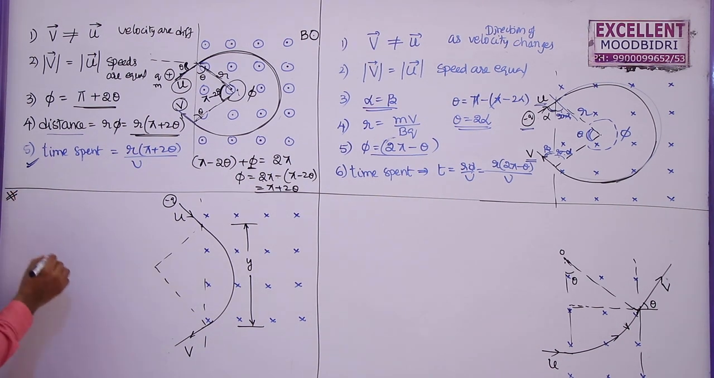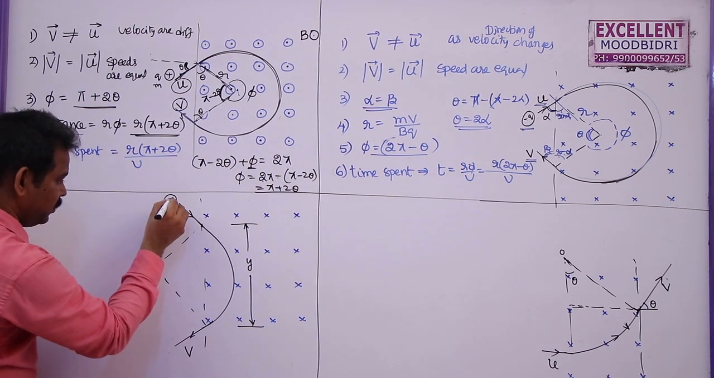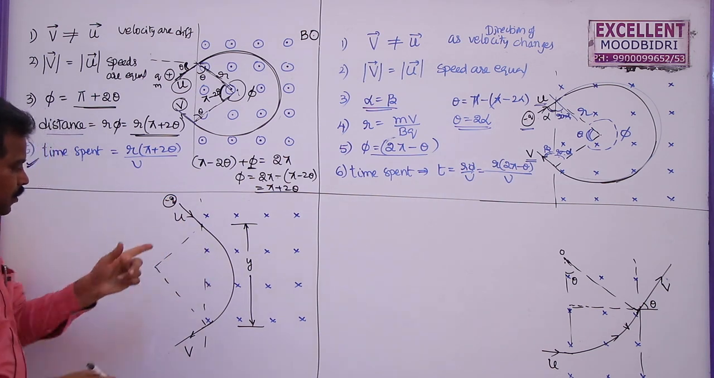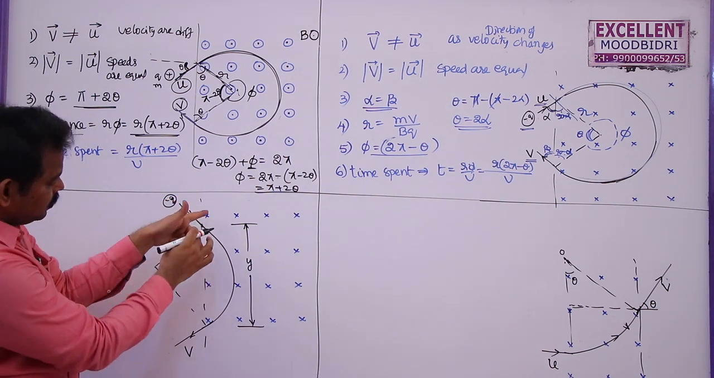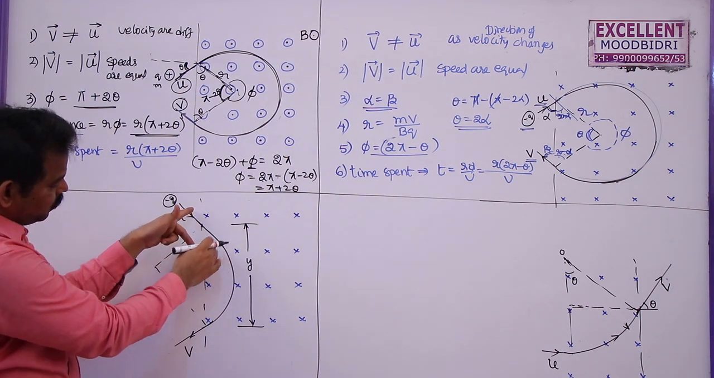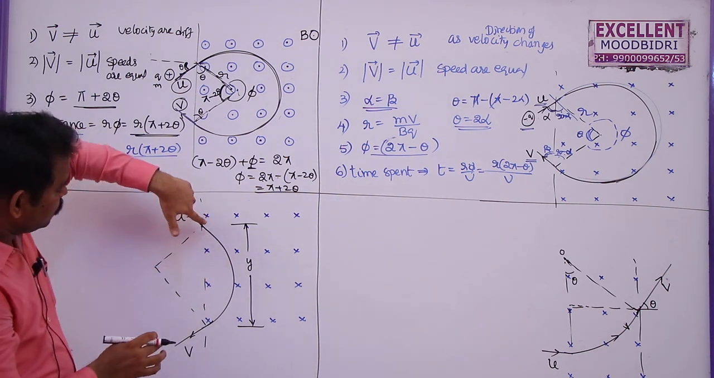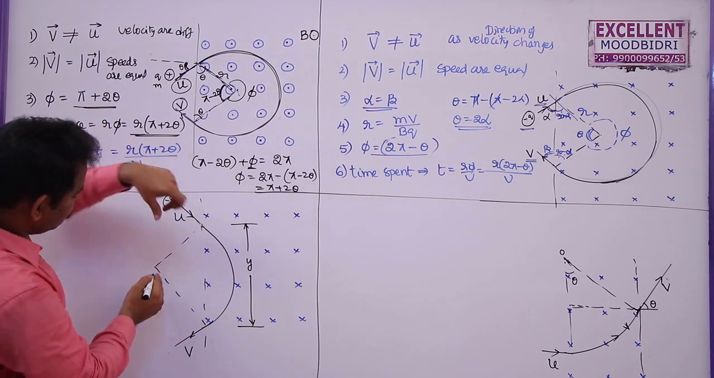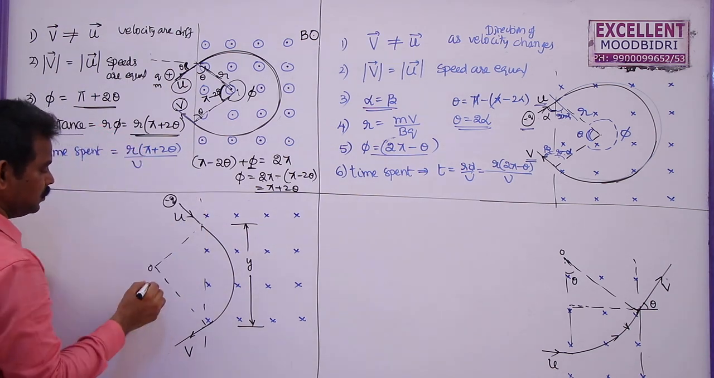In this case, see this one. Once again, a negative charge is entering into the magnetic field. This is the field, this is the charge, but this is outwards. But here it is experiencing force inwards. Why? Because this is a negative charge. So I have to write it like this. So it will experience a force like this. This is the center of the circular path described here.